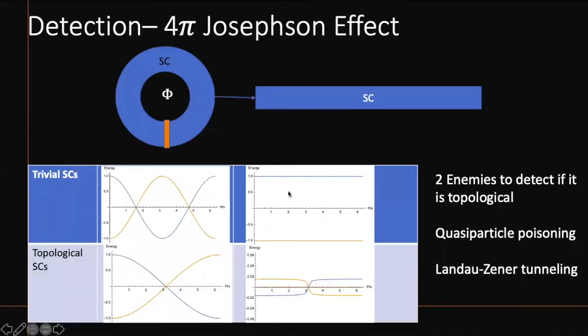All right, even if we have Majoranas experimentally, how do we detect them? The answer from the scientists is the 4 pi Josephson effect. It is different from the normal Josephson effect in that the period is 4 pi here rather than 2 pi. Then if we turn it into a nanowire, what should we get?